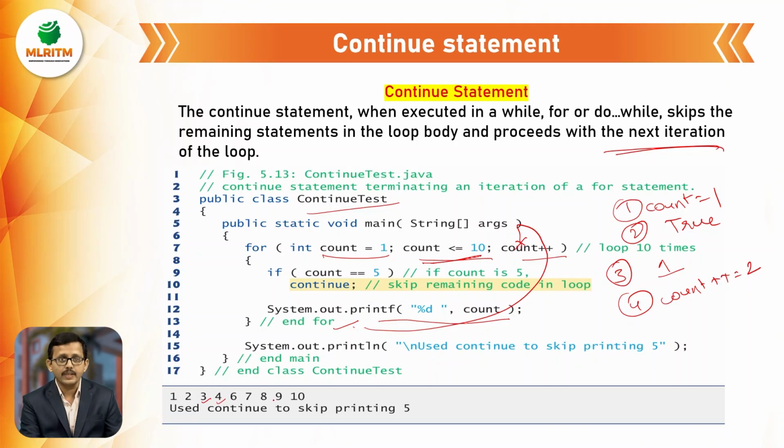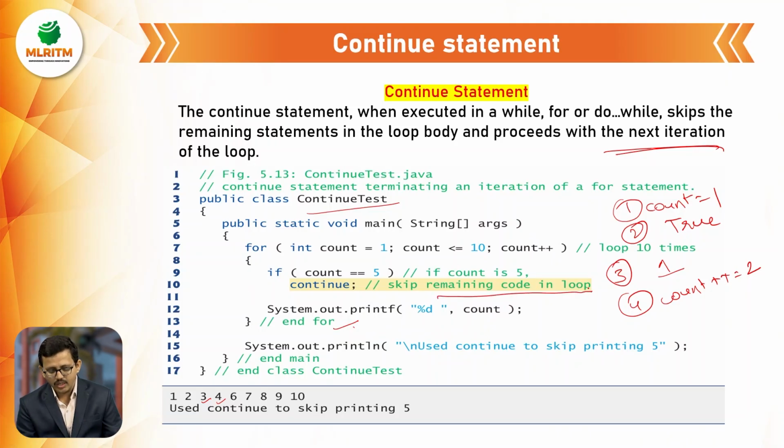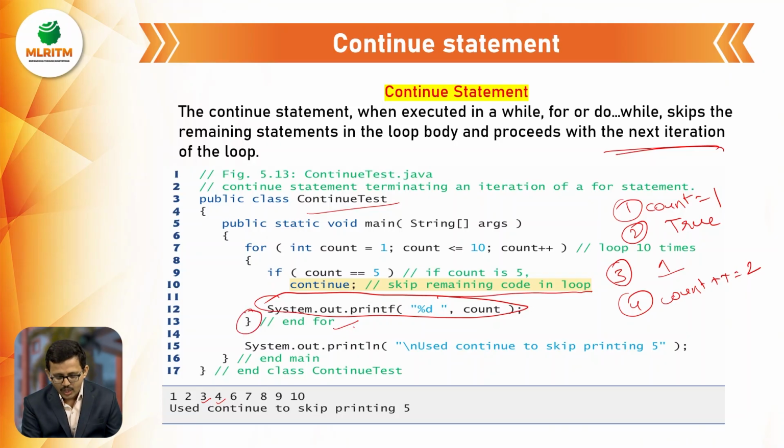Now let us see what happens when it goes to 5. If count equal to 5, continue. So what is this? Continue. Skip the remaining code in the loop. So when it is 5, you have to skip this step. What is this? The printing step. We are going to skip it.